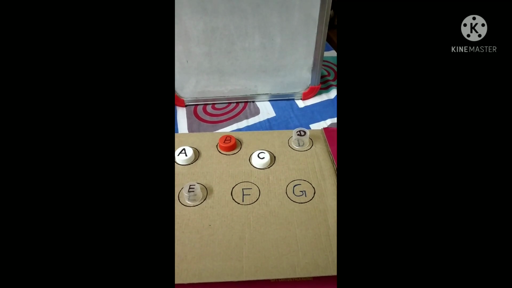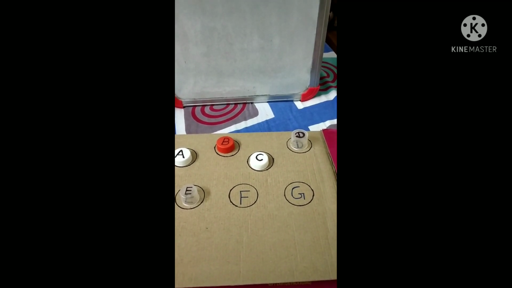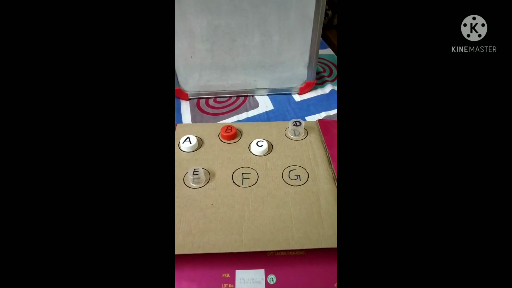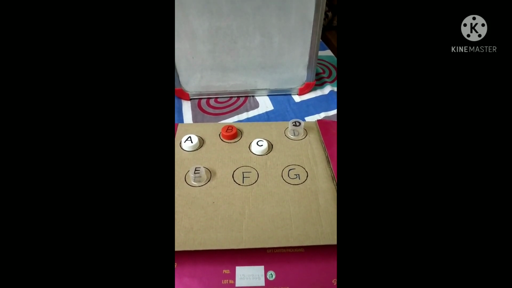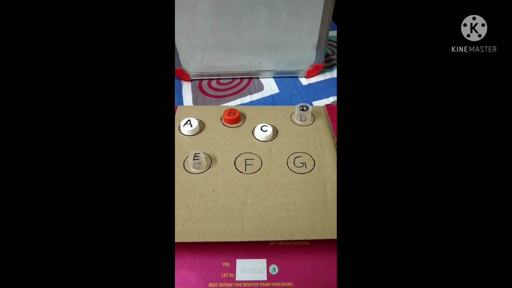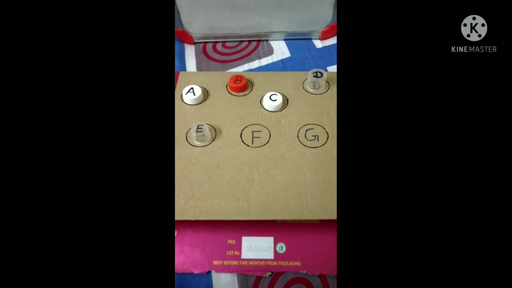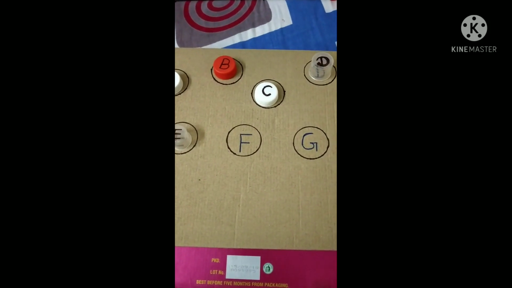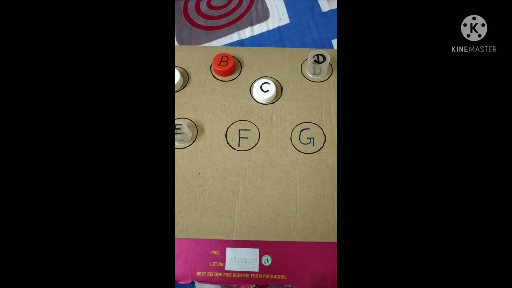So these are simple DIYs that you can do at your home. It's very easy. But in this way, through these exercises, through these activities, children will come to know how to match and draw. They will try to think and learn.